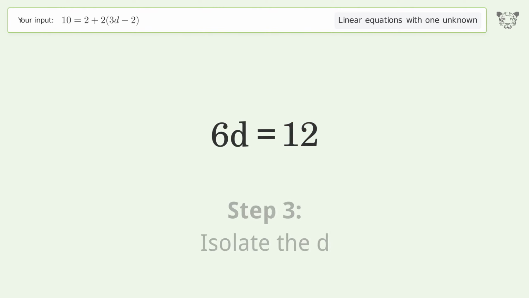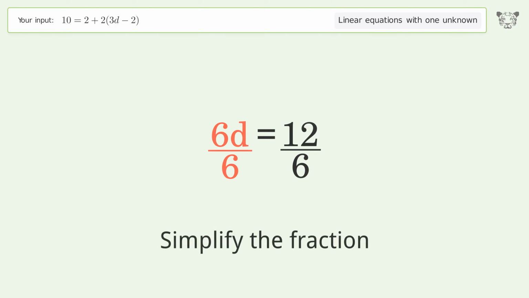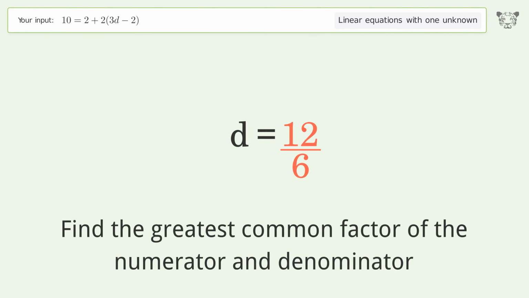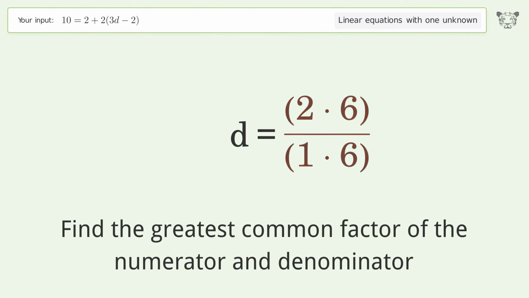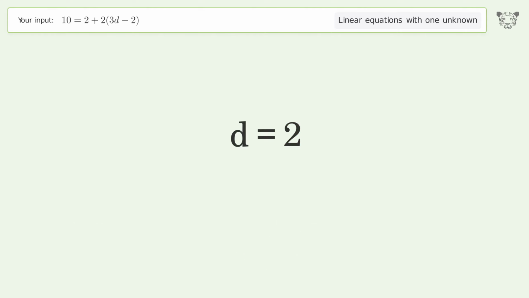Isolate the d. Divide both sides by 6. Simplify the fraction. Find the greatest common factor of the numerator and denominator. Factor out and cancel the greatest common factor. And so the final result is d equals 2.